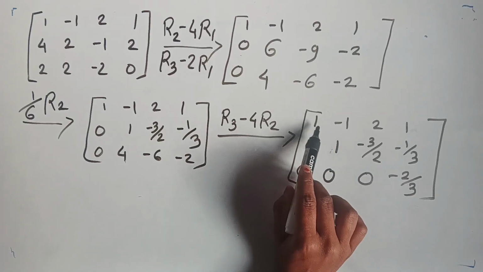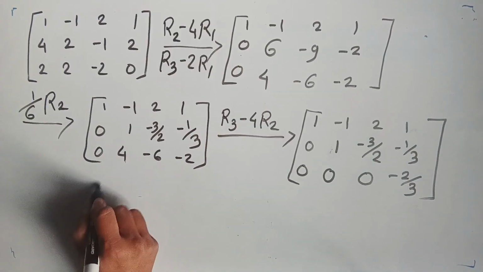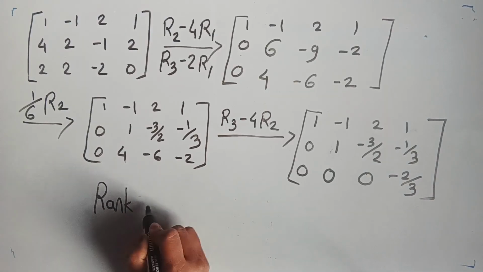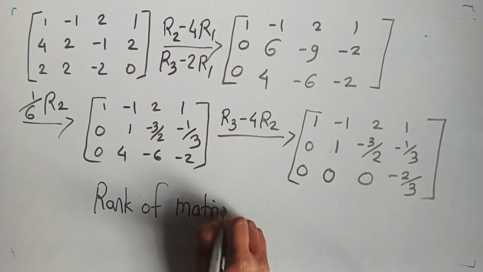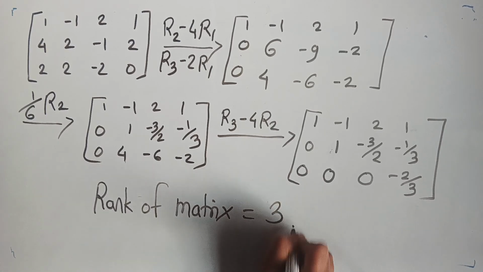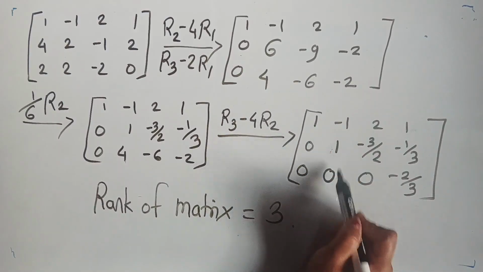Okay, how many number of non-zero rows are there? This is first non-zero row, this is second non-zero, and this is third non-zero row. So what is the rank? So rank of the matrix is 3. Rank of the matrix is equal to 3. This is how we find out the row echelon form. Okay, we have to convert all the below diagonal entries 0.